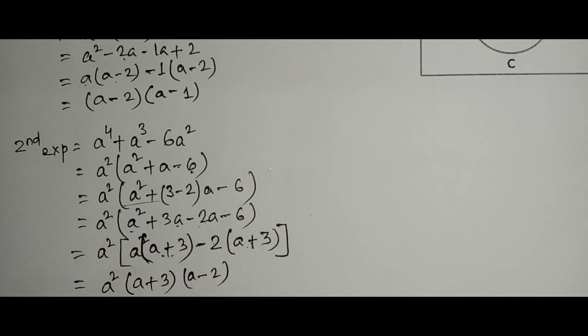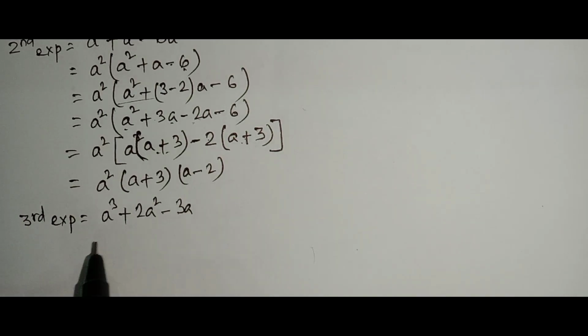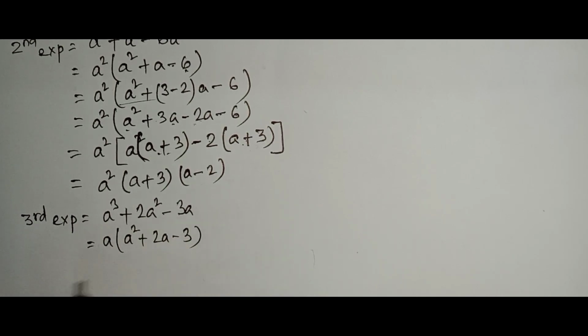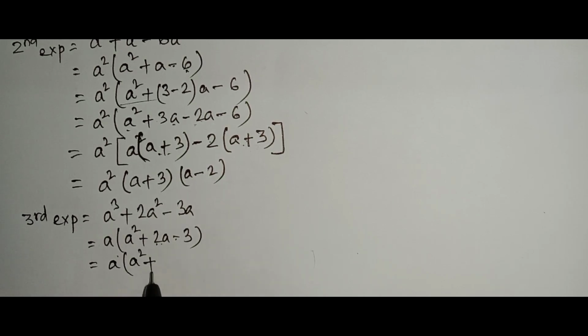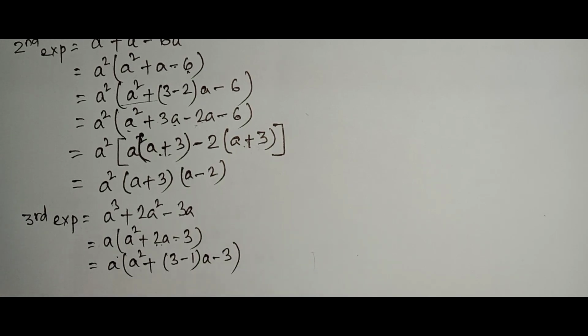Now let's check the third expression. And the third expression is a cube plus 2a square minus 3a. So from here I can take a common. So I get a square plus 2a minus 3. Now the factors of 3 are 3 and 1. And subtracting I should get 2. So 3 minus 1, that is 2. Hence I'm going to write like this: a times a square plus 3a minus 1a minus 3.